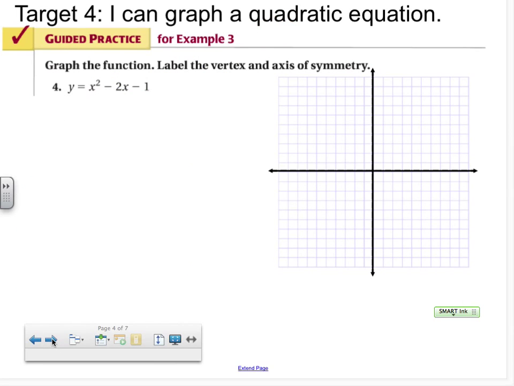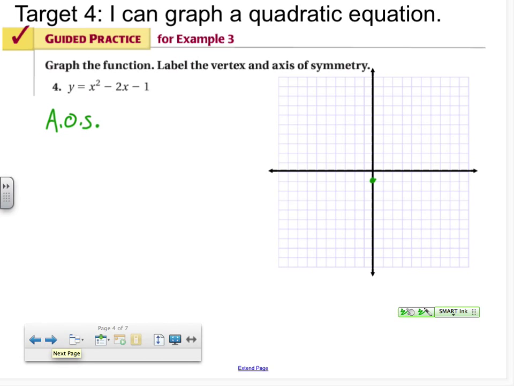All right? So graph the function, label the vertex and axis of symmetry. I'm going to start real quickly. First thing I'm going to do is plot the y-intercept at negative 1. It's really simple. Just start with that. Then I'm going to look for my axis of symmetry.